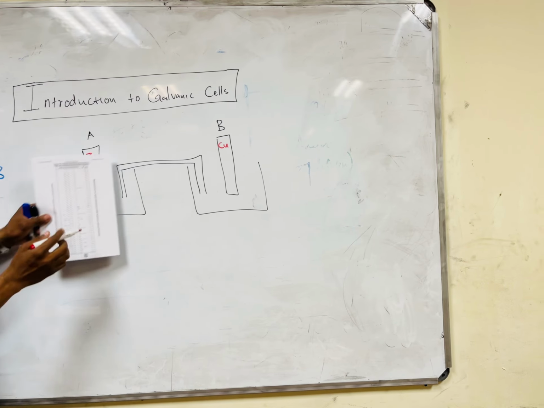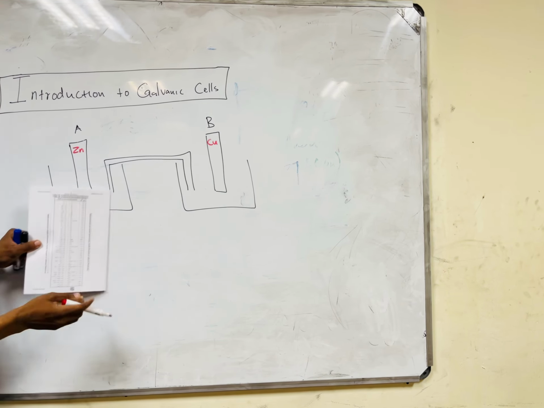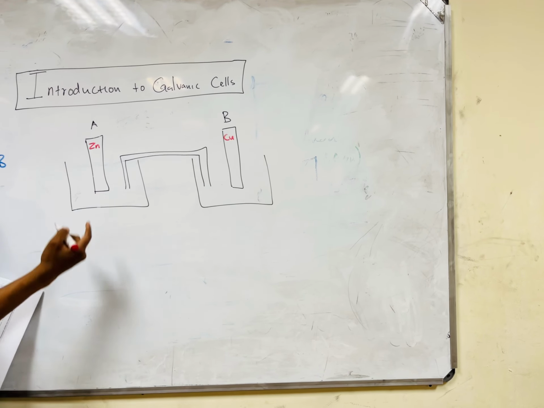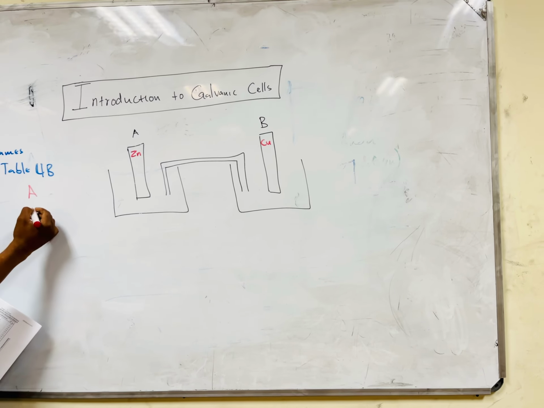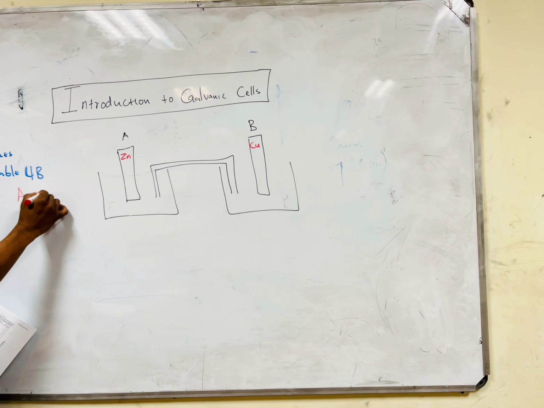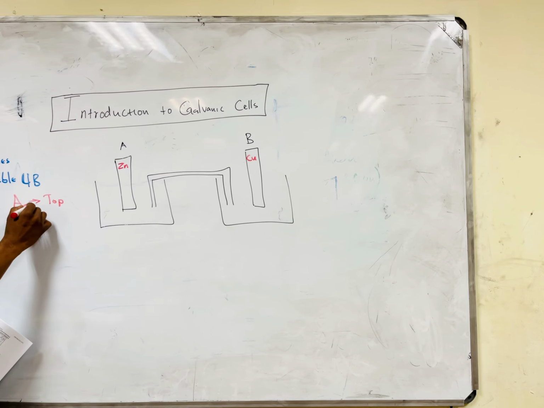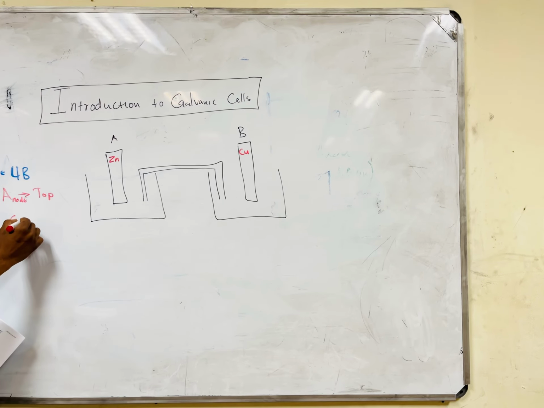The top half reaction on table 4b will be your anode. We say the anode must be the top half reaction. Remember, A comes first before C, so your A is your top half reaction. Your anode is the top half reaction. The cathode is the bottom half reaction.